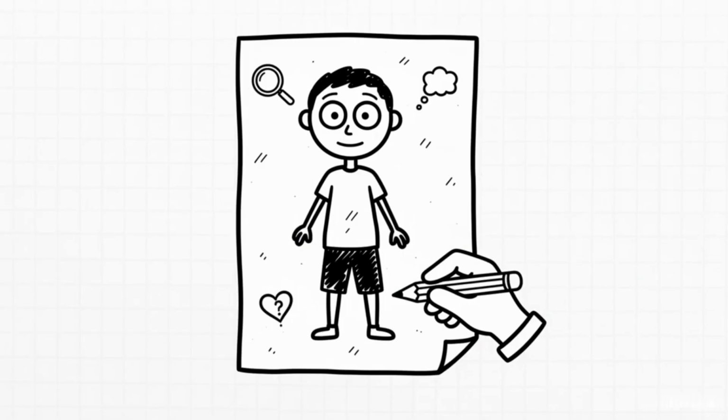A famous example of this is the Draw a Person test. It's super simple. The instructions are just draw a person. But the details in that drawing, the size of the head, whether the hands are hidden, what's emphasized and what's missing, all those little things are interpreted as clues about how you see yourself and the world.